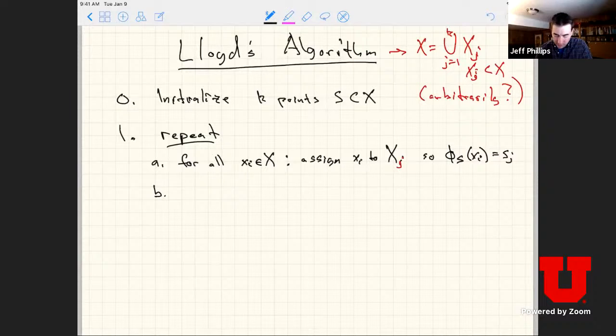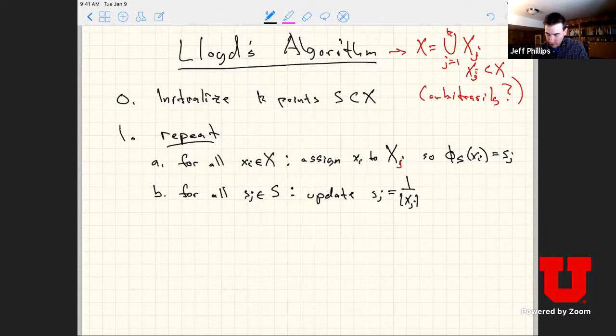So for all Sj in S, I'm going to update Sj to be equal to 1 over the size of Xj times the sum of the points, so it's going to be the average. This is equal to the average point of this Xj. I look at all the points within each of the clusters, and I update the site associated with that cluster to its average.